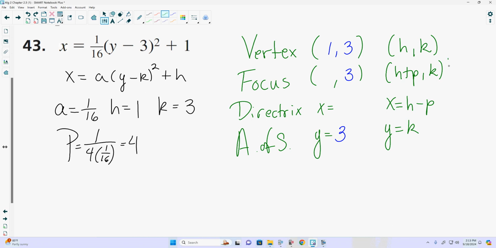So h plus p, well, our h value is 1. So 1 plus 4 is 5. So our focus is the point 5, 3. H minus p: now we have 1 minus 4, which is negative 3.